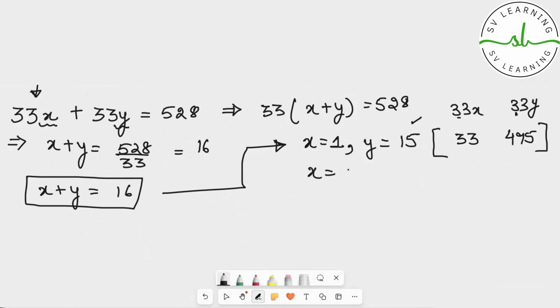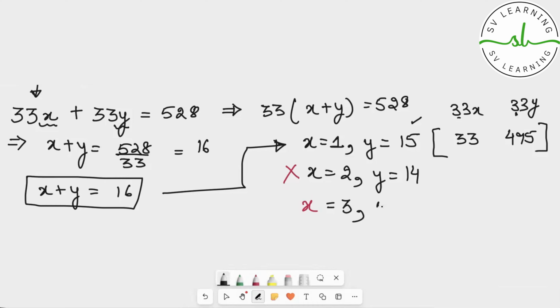Now the next possibility is x is equal to 2 and y is equal to 14. But this may not work because we know that the highest common factor between the two numbers was 33. And if I take 2 and 14, they are not co-primes. That means there is another factor 2 which is common to them. So I will ignore this option because in that case, the HCF will not be 33. Then I have 33 into 2 as the HCF. So this option will be ignored.